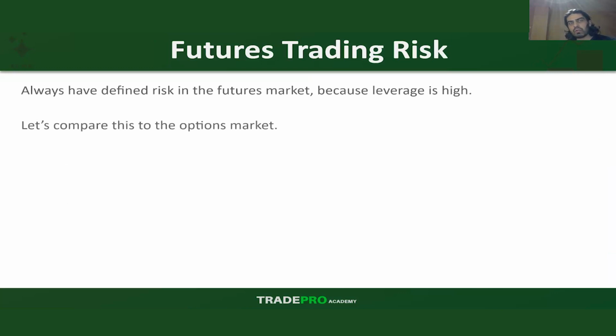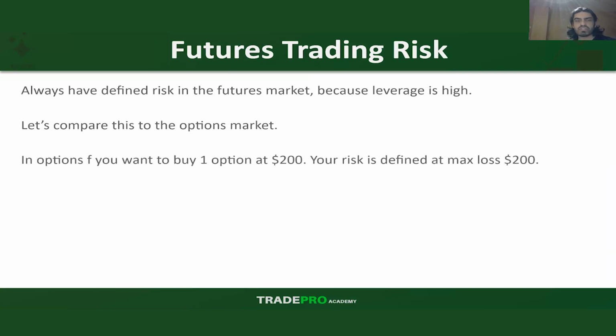So always have defined risk in the futures market because leverage is super high. If we compare this to the options market, right? Let's say in options, if you want to buy one option at $200, you know your defined risk. It's $200. That's the max loss. If you buy options, I'm talking about buying options. Let's keep it simple. No selling options. We're buying options here.